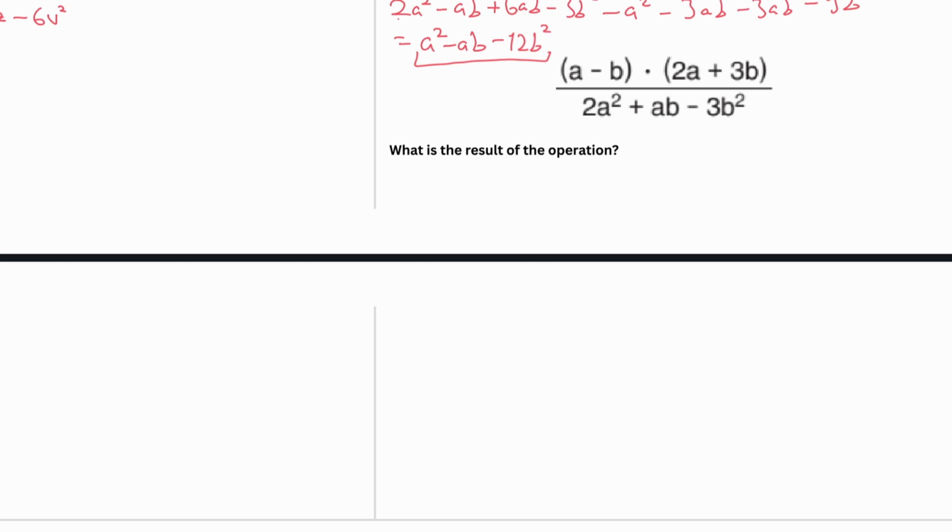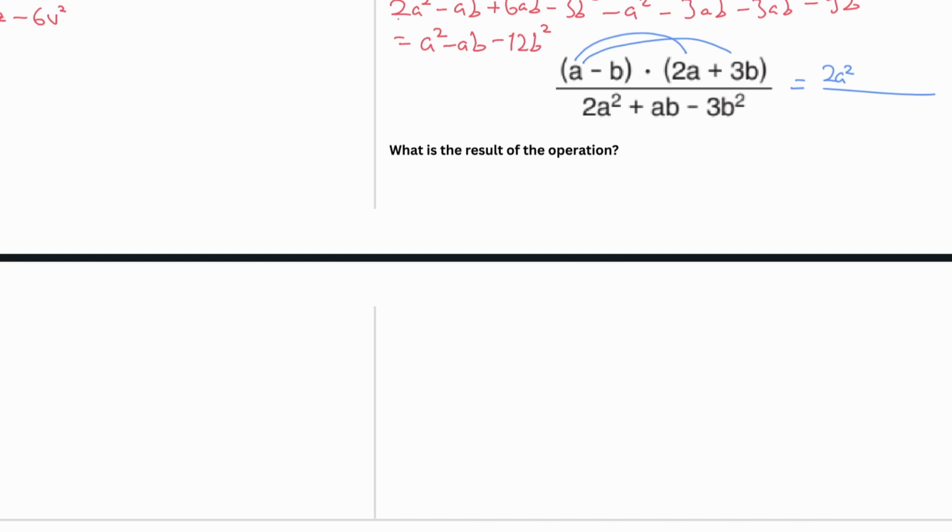What is the result of the operation? Let's first do the top side. Actually, I'll use a different color. Let's first do this part, right? We're multiplying two parentheses. We're going to multiply every single term in this parentheses with this parentheses. A times 2a would be 2a squared.